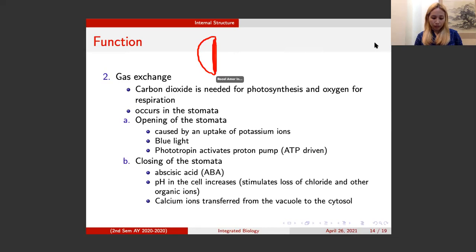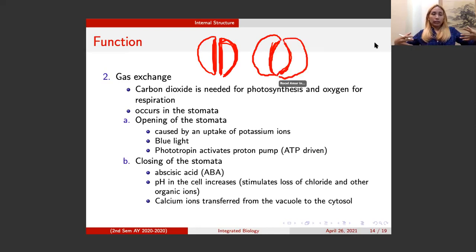Kapag na-fill up ng water yung guard cells, ang nangyayari, hinahatak niya ngayon yung thicker na wall. So what happens is, nag-e-extend or nag-distend. Yan, nag-e-expand yung guard cells, right? And then nahahatak niya ngayon yung walls, right? And na-open ngayon yung stomatal pore. Okay, so paano na-open yung stomatal pore? As is written there, opening of the stomata is caused by an uptake of potassium ions.